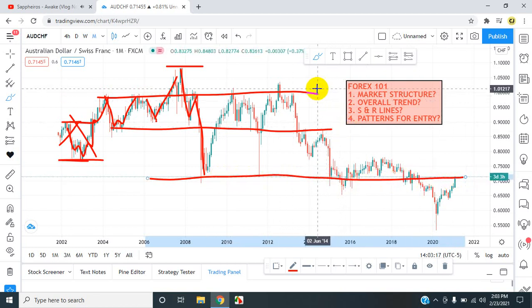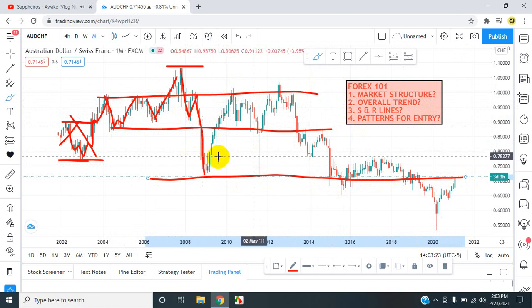So if we draw these lines over, we can see that we got an area here. This will be an area of consolidation which we can trade, and then we have a second level of areas of consolidation which we can trade as well. The market has pushed down all the way to the bottom of this support.